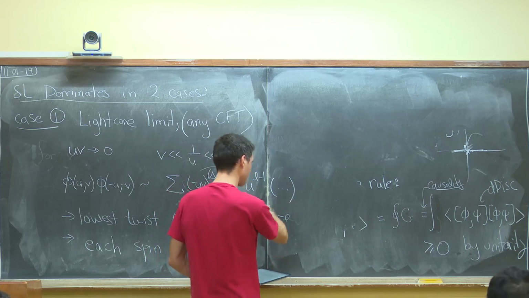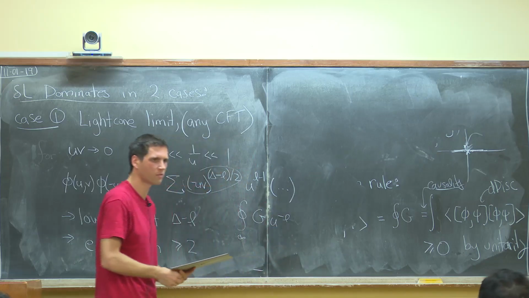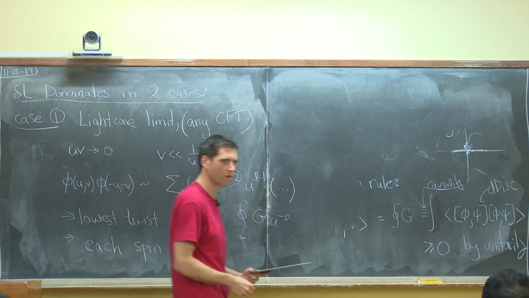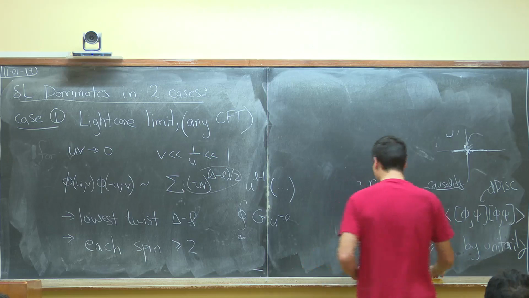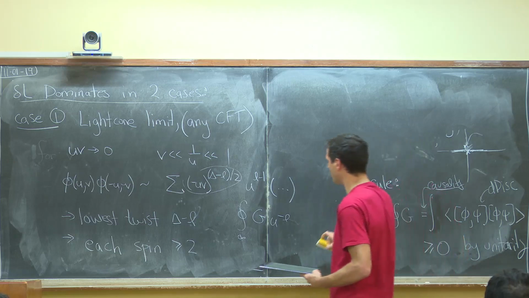the sum rule just doesn't converge. Once you do these contour deformations, the sum rule just doesn't converge if you try to do it down to spins less than 2.